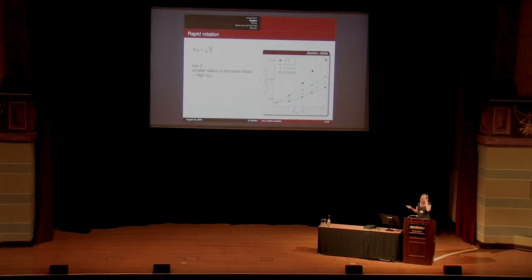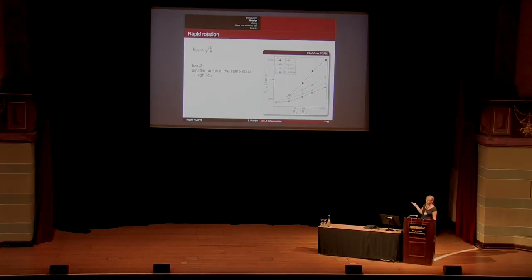Now a word about rotation. You heard already this morning that we expect those stars to be rapidly rotating. And first of all, we have to look at the critical velocity. When we express the critical velocity, we see that it behaves like the square root of the mass over the radius. And so at low metallicity, you expect smaller radius for a similar mass, and so you expect a higher critical velocity.